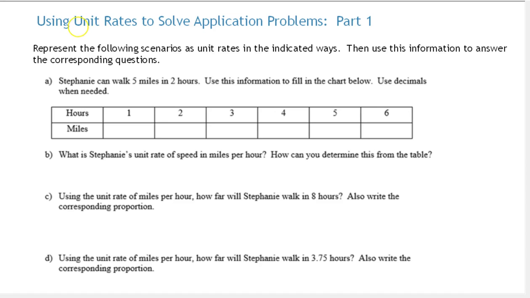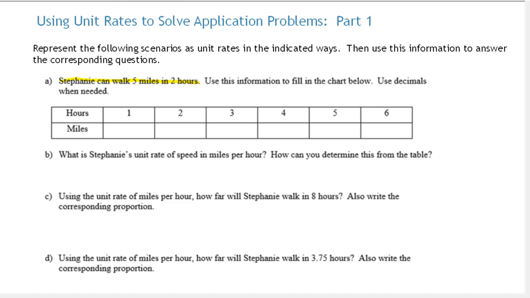In this video, we're going to use unit rates to solve application problems. Represent the following scenarios as unit rates in the indicated ways, then use this information to answer the corresponding questions. So we're given that Stephanie can walk 5 miles in 2 hours. Use this information to fill in the chart below and use decimals when needed.